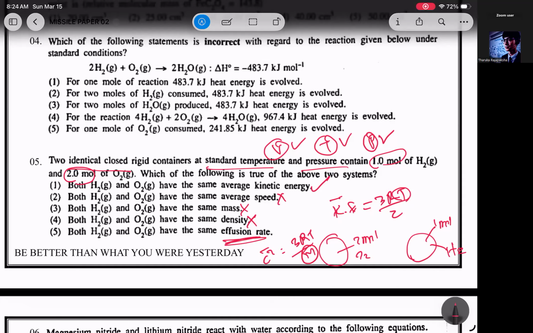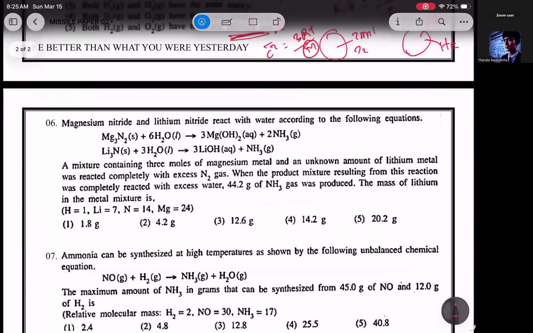So that kind of thing is going on. So the effusion rate of H2 is actually larger than O2, right? H2 is larger than O2. They don't have the same effusion rate. So you have the answer number one there. That's question number 5. Then these two are also calculations.